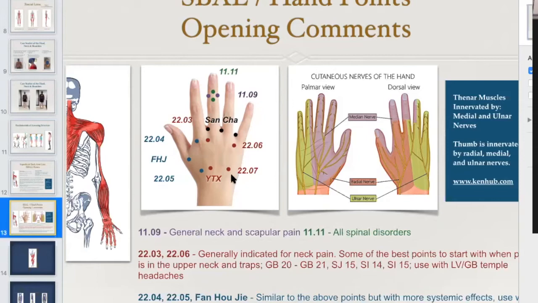So when you do the hand points, and if we compare them to the finger points, you're going to get a strong neurological response with the hand points. You're going to get a strong myofascial response with the hand points as well. You're not going to get that myofascial response with the fingers. You'll get a great neurological response.